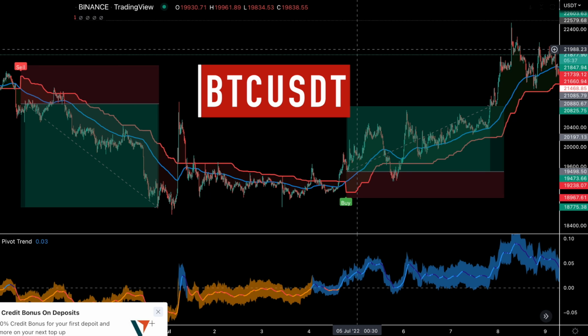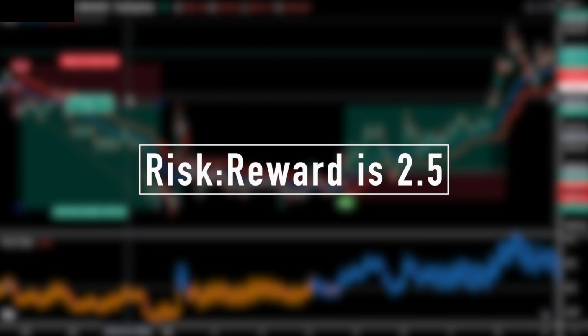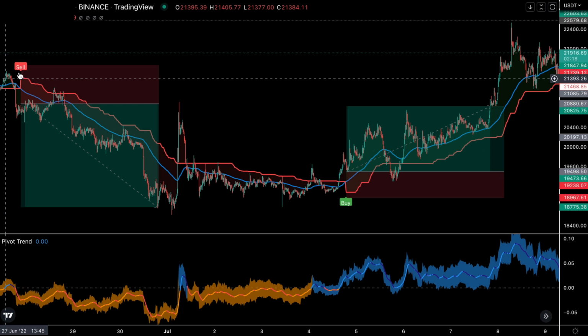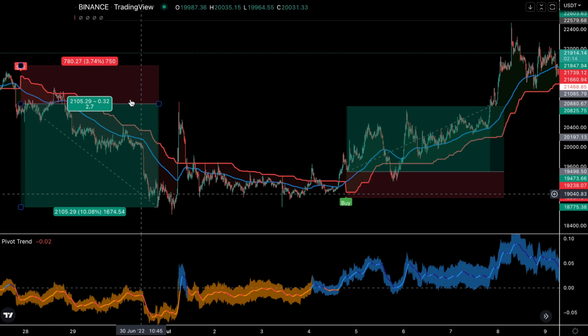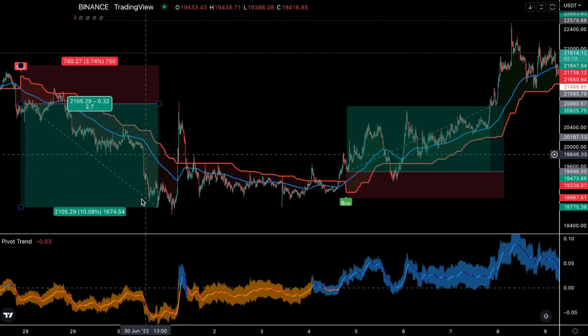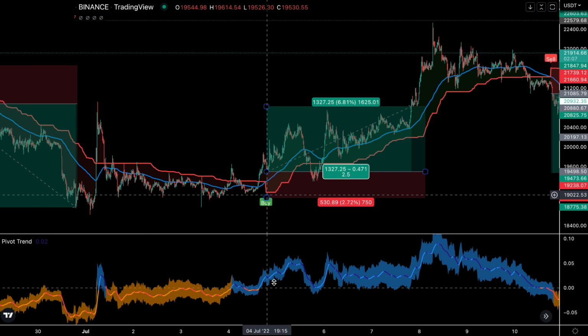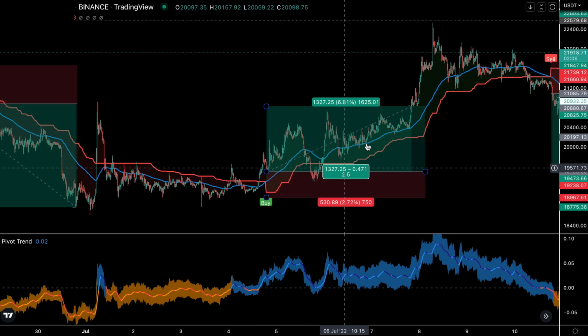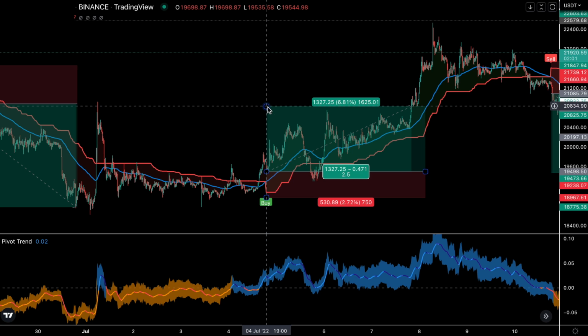Okay, now I'll show you how this works on BTCUSDT. For Bitcoin, the risk reward ratio I have used is 2.5 and it works really well. We got a sell signal here, the trend is down, the risk reward ratio of 2.5 is attained. We got a buy signal right here, the trend is up, the risk reward ratio of 2.5 is attained. Rather, it went really high.